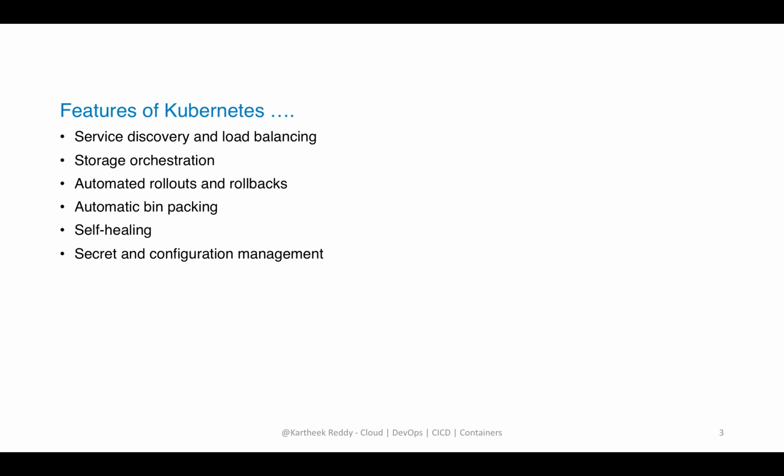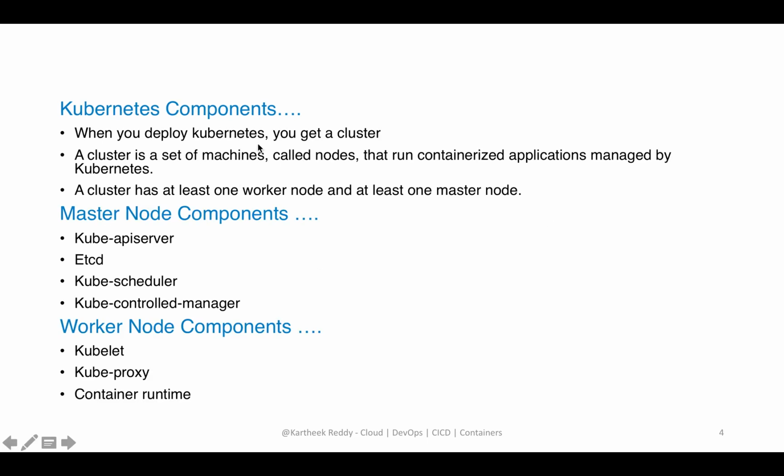I hope now it's clear what Kubernetes is and how it helps to manage containers. So now let's understand the components and architecture of Kubernetes. Kubernetes components. When you deploy Kubernetes, you get a cluster. And what is a cluster? A cluster is a set of machines called nodes that run containerized applications managed by Kubernetes. A cluster has at least one worker node and at least one master node. So what is a worker node and what is a master node?